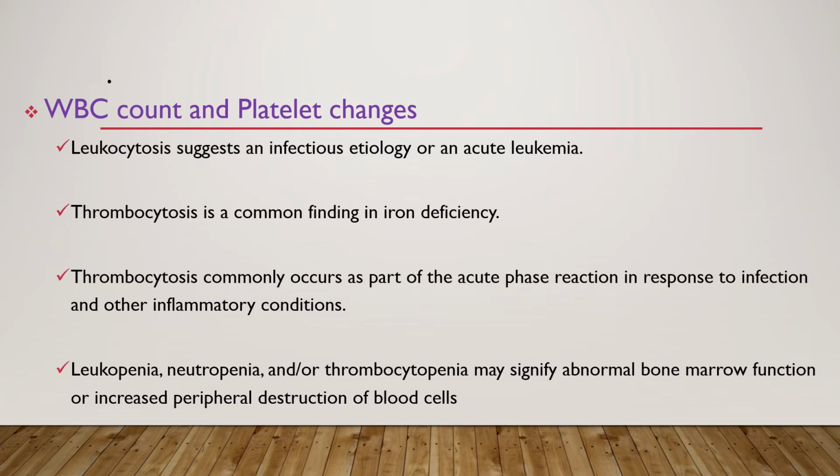Also, leukopenia, neutropenia, and thrombocytopenia may tell us about abnormal bone marrow function, or they may tell us about increased peripheral destruction of blood cells.